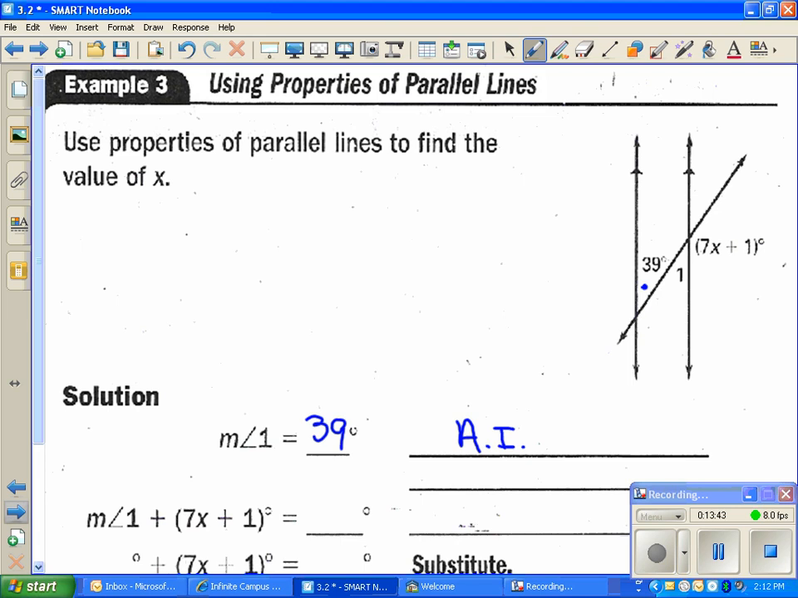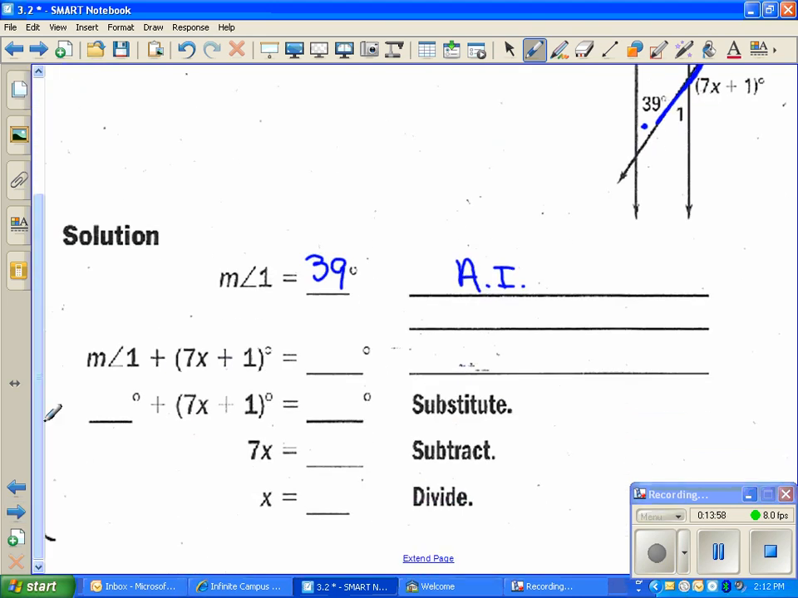All right. So what do we know about angle 1 and the angle with 7x plus 1? What do they make? 180. They make a straight line, so they're a linear pair, or supplementary, and they equal 180 degrees. We know the measure of angle 1 is 39.